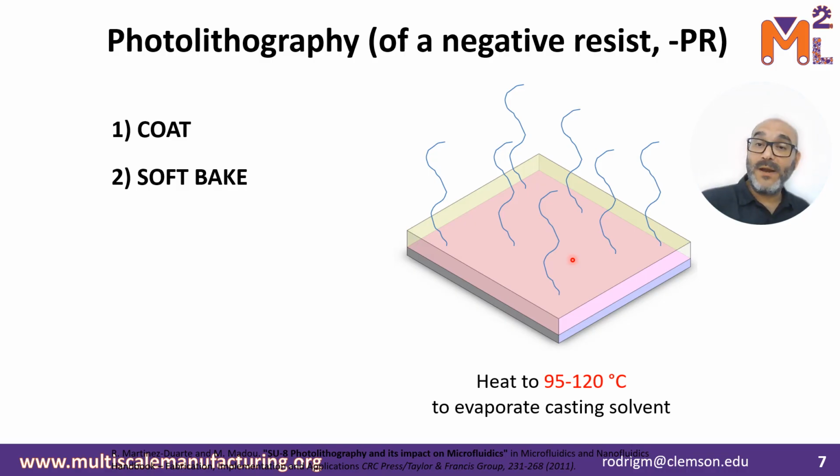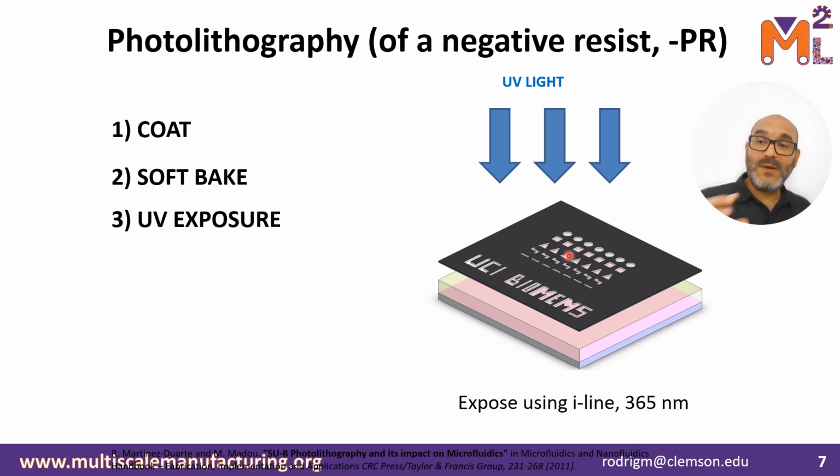This is one of 2 or maybe 3 bakes that you will do in the process. The purpose of the soft bake is to eliminate the solvent that allowed you to do the spin coating, right? So after we soft bake, we should have a layer of only the photoresist.